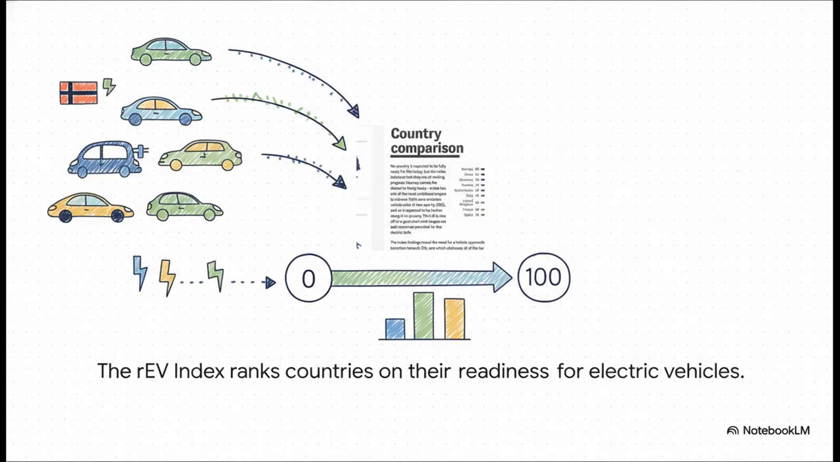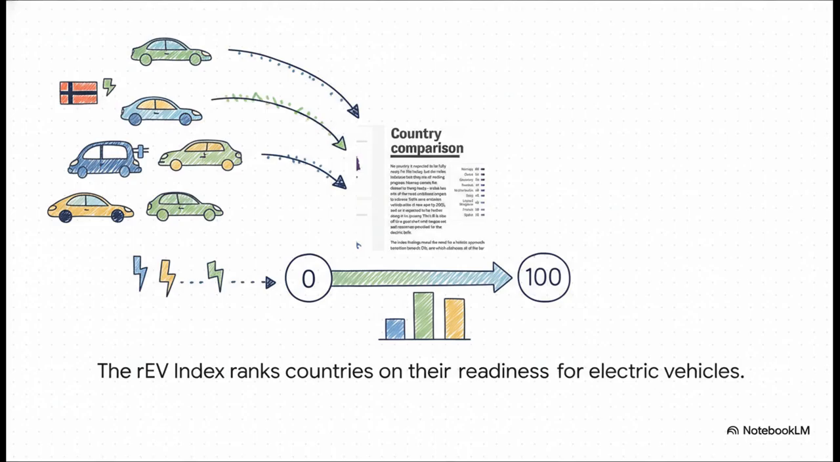All right, let's just jump right in with this really cool example from The Economist. It's called the REV index. What it does is it gives every country a single score, just a number, from 0 to 100 that tells you how ready they are for the whole electric vehicle revolution. You can see right away Norway's at the top, with China and Germany close behind.